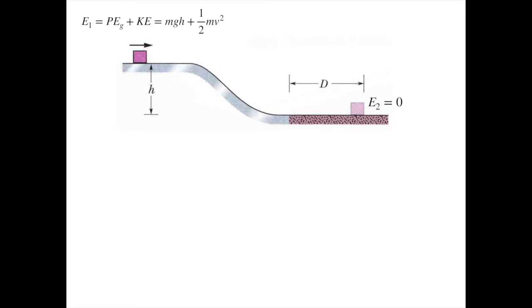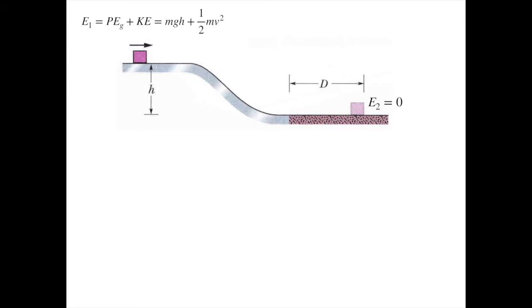So if we look at point 1, we're going to have some gravitational potential energy, and we also have some kinetic energy since the block is already moving. So we can use our definitions for both of those. We can write the potential energy as mgh, and the kinetic energy is 1/2 mv squared. So we can see the total energy there.